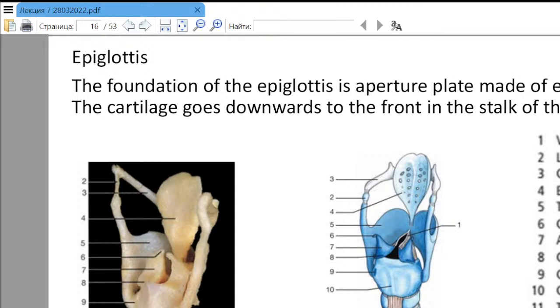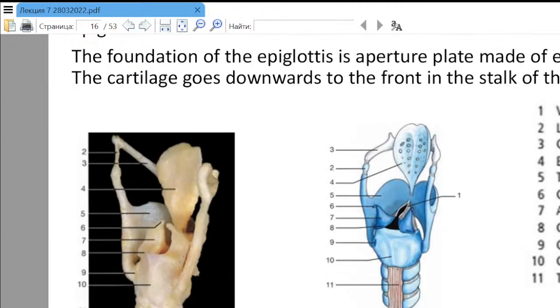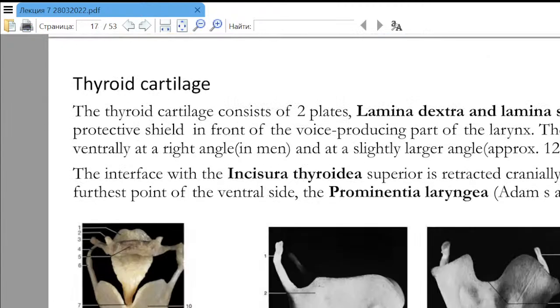You see cartilago thyroidea, cartilago arytenoidea, cartilago cricoidea, and cartilago corniculata. This is the trachea. Cricoid cartilage. Thyroid cartilage.